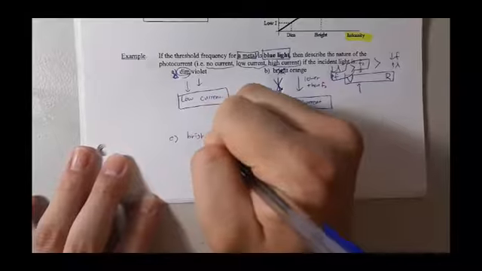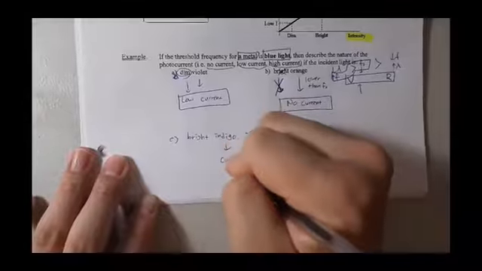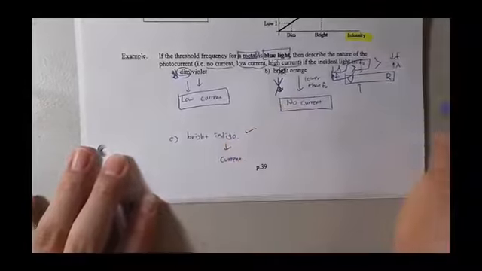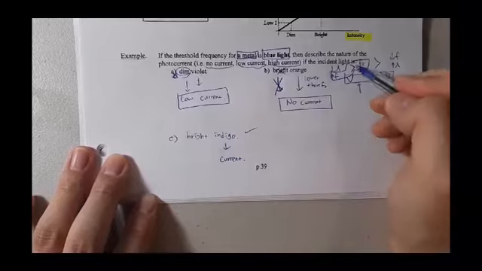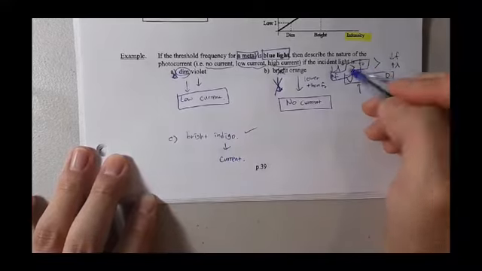What about if you have, for example, bright indigo? Something like that. Then this one, yes, you will have a current, because as I mentioned, indigo and violet are actually higher frequency than the blue color.